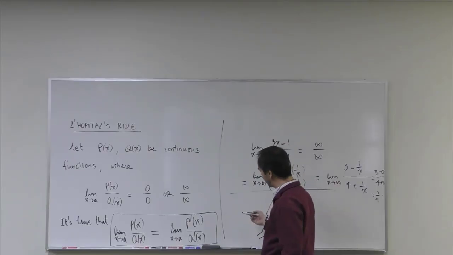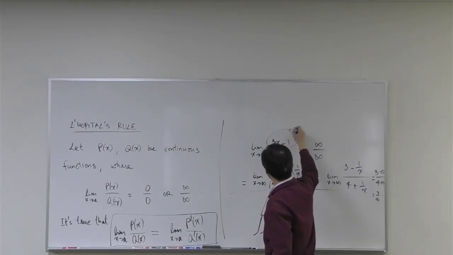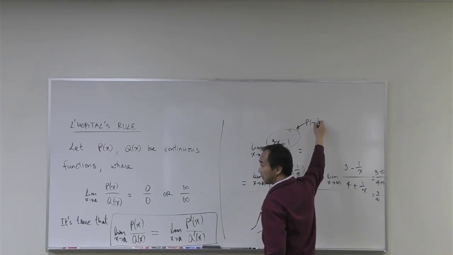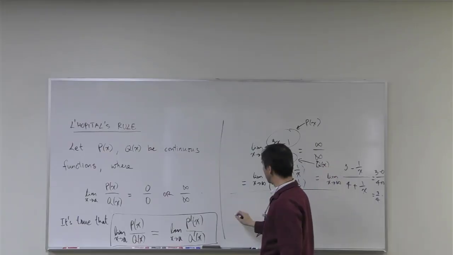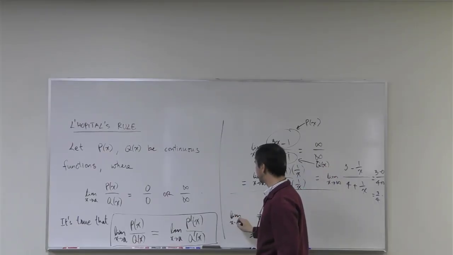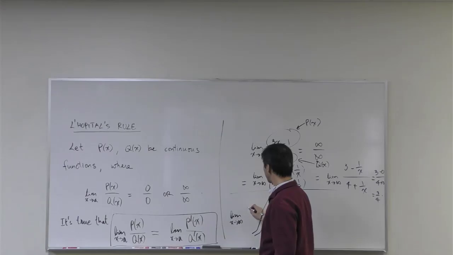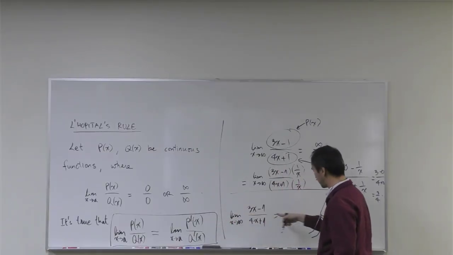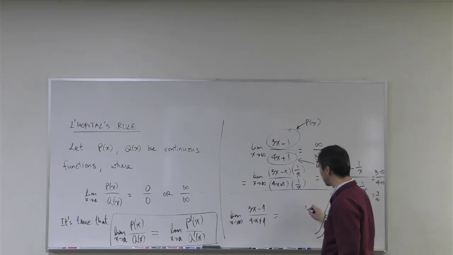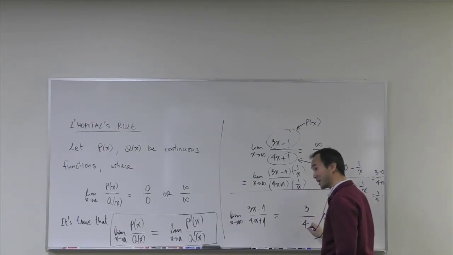So here's how we're doing it. I'm seeing this as some function p of x, and that bottom denominator here is another function q of x. Now the limit at infinity of 3x minus 1 over 4x plus 1 is the same, according to L'Hopital's rule, as taking the derivative of the numerator, being a 3, and the derivative of the denominator, being a 4.